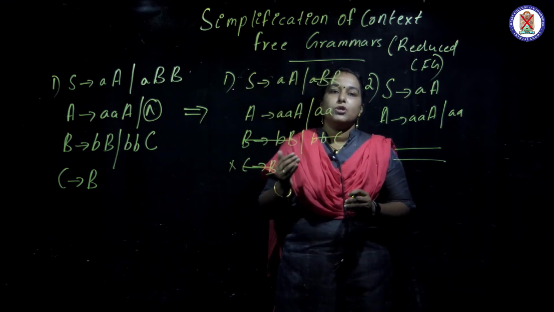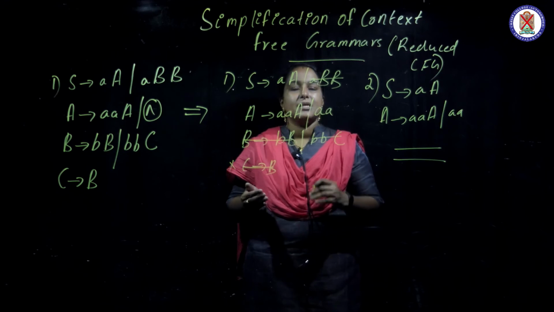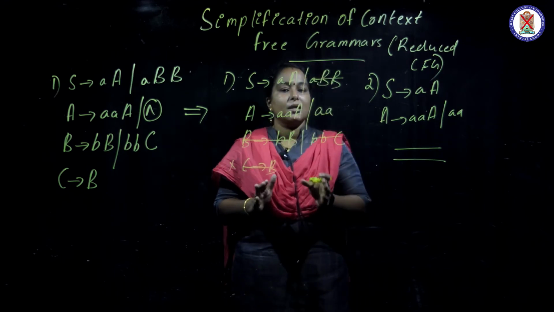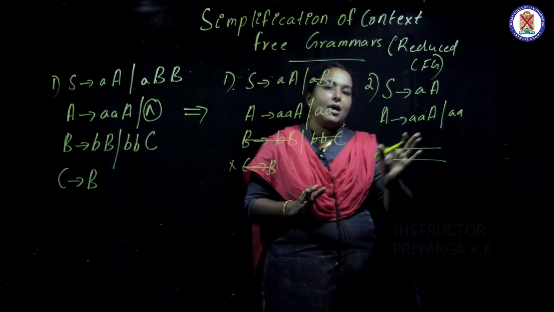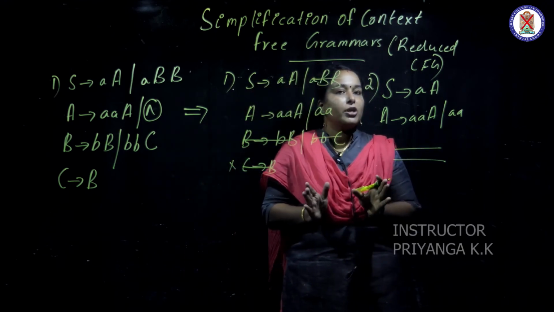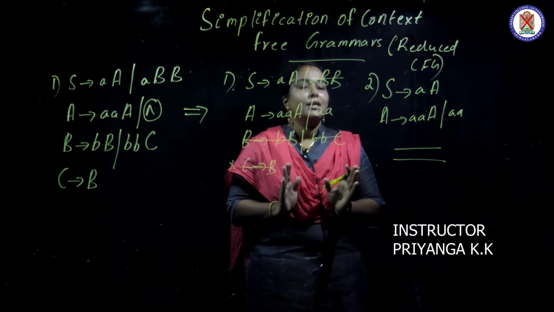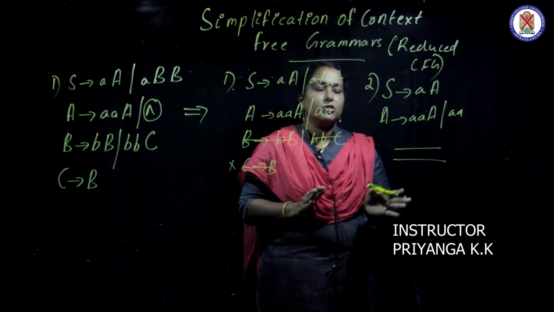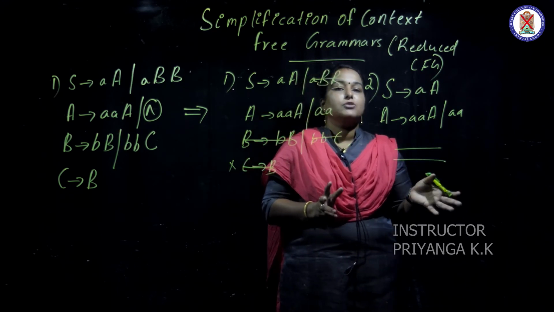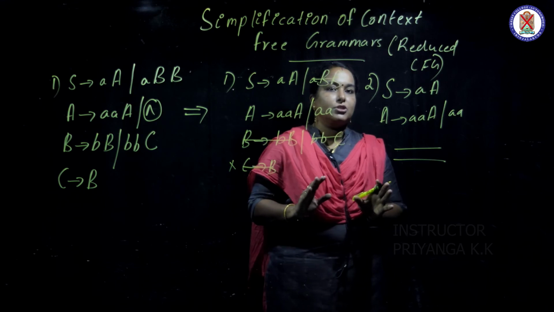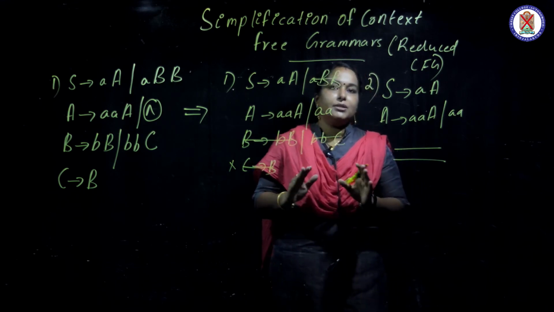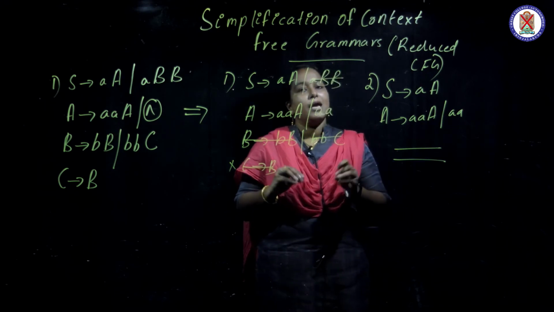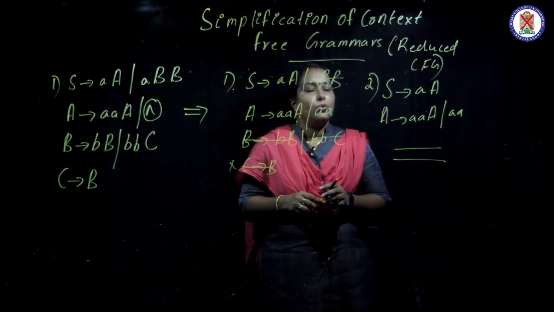Next, we will look for the useless symbol. Useless symbol means any non-terminal that does not derive a terminal, so that must be avoided. And next, the unit production. Unit production means any non-terminal deriving a single non-terminal. If it exists, it must be avoided. Likewise, in the substitution, preserve the combinations it recognizes and avoid the unit production. Okay, thank you.